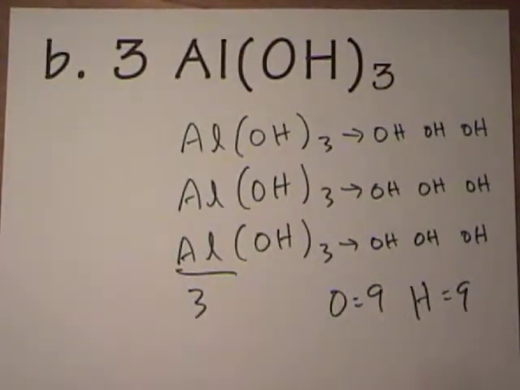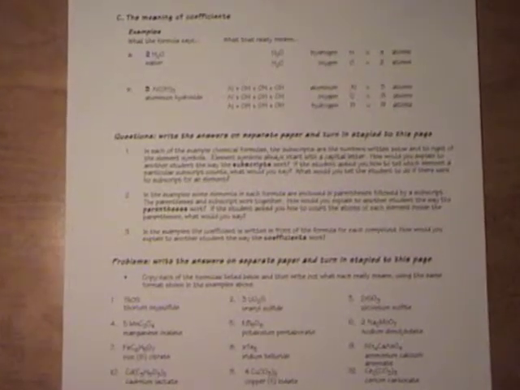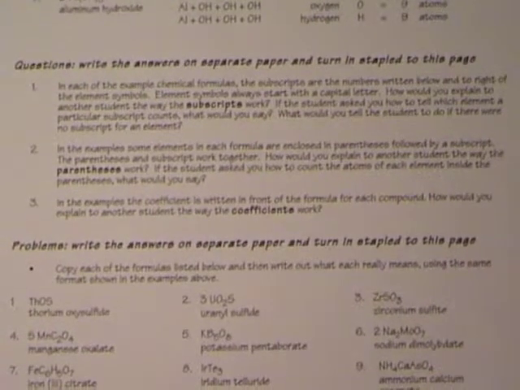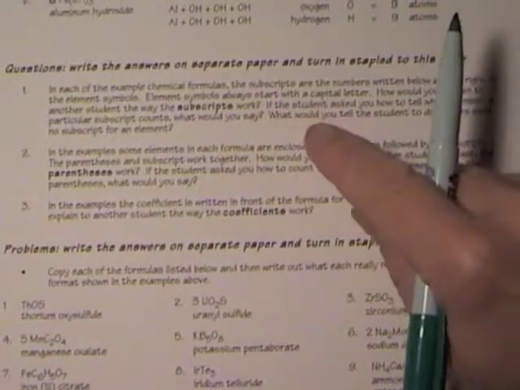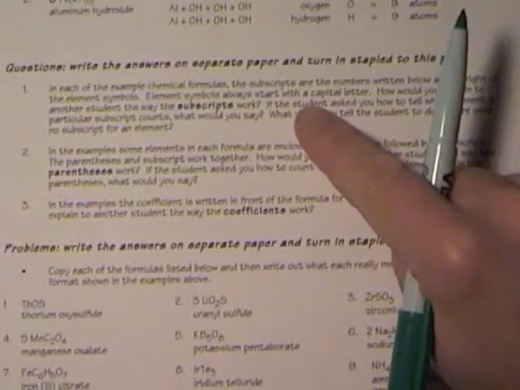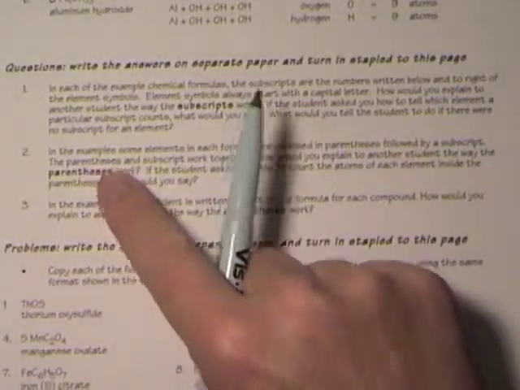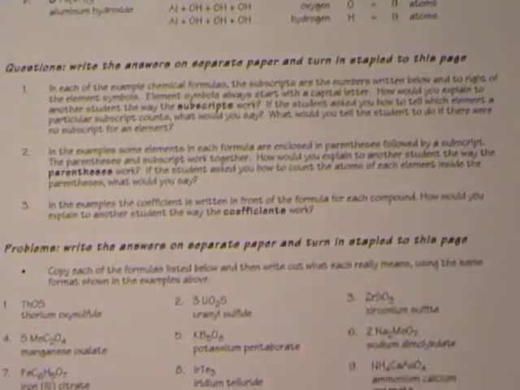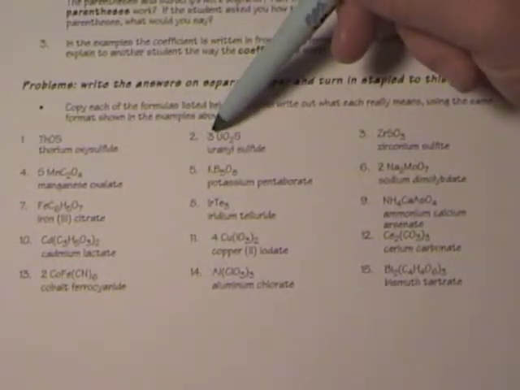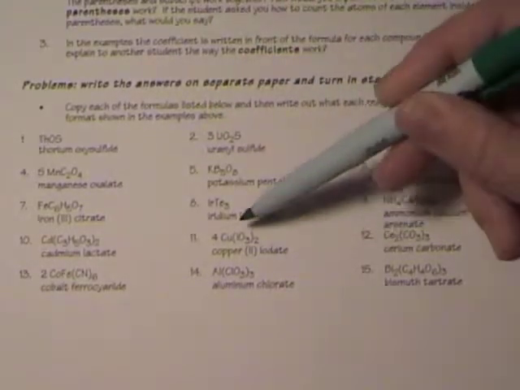What I'm asking you to do is to think about how subscripts work, how parentheses work, and how coefficients work, using the examples that we just looked at. There are 3 questions. I'm asking you to write about how you would explain to somebody the way subscripts work, how parentheses would work, and how coefficients would work, and then to work on these problems. Write the formula. You don't have to write the name, but write everything that you see. Make sure not to miss any coefficients if there are coefficients in front, like these.